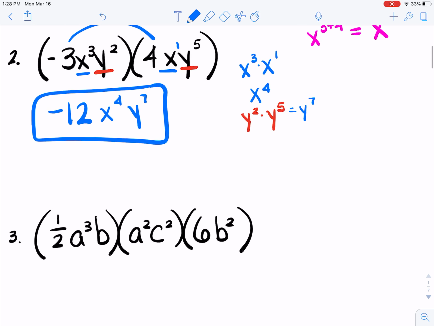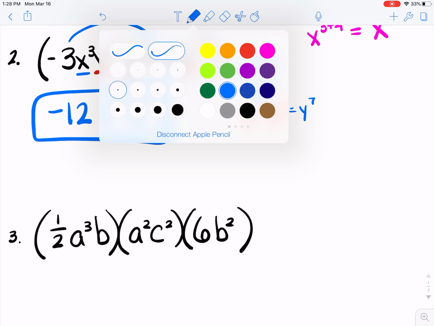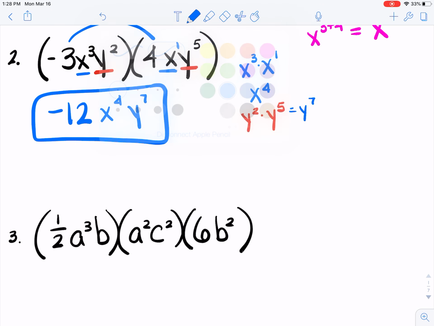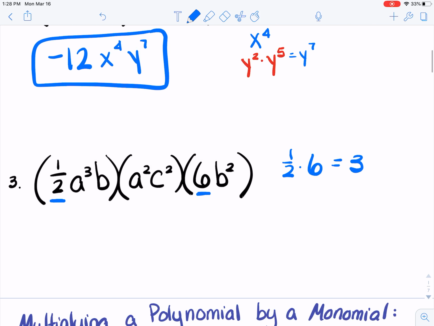All right, here I've got 3 monomials. The concept is the same, you're just multiplying by an additional number. So here, I know you guys are always scared of fractions. It's not that big of a deal in this circumstance. You are first going to multiply your two numbers, your constants. So I'm going to multiply 1/2 times 6. 1/2 times 6 is 3. So I take care of those two.